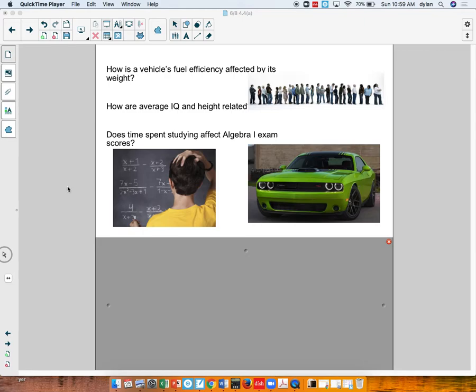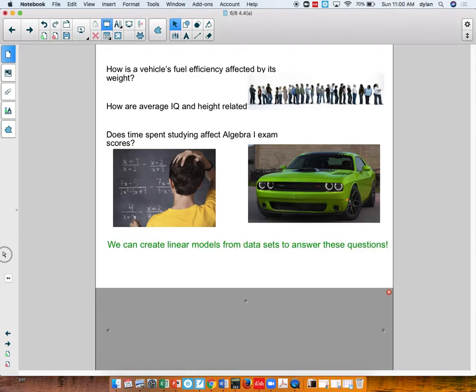Things like, how is a vehicle's fuel efficiency affected by the weight of the vehicle? Or are average IQ and a person's height related to one another? Or, my personal favorite, does time spent studying affect your Algebra 1 exam test scores? And to look at all of these things, we can create linear models using linear equations from data sets to answer all three of these questions in very precise and accurate and scientific ways. So we're going to start looking at that together.